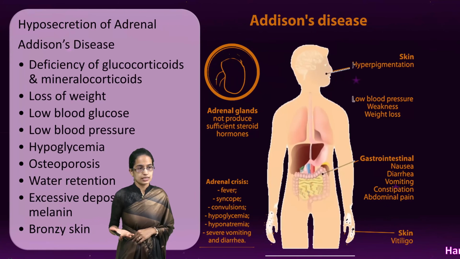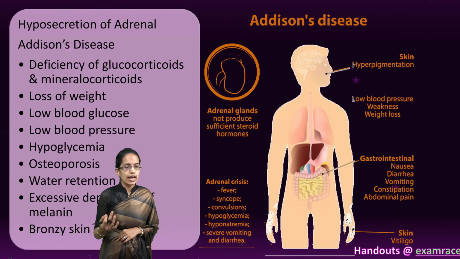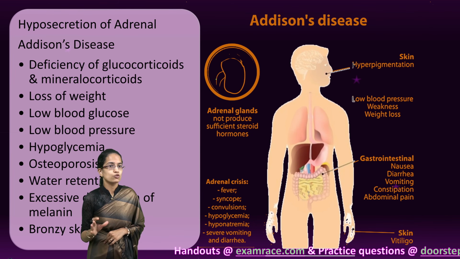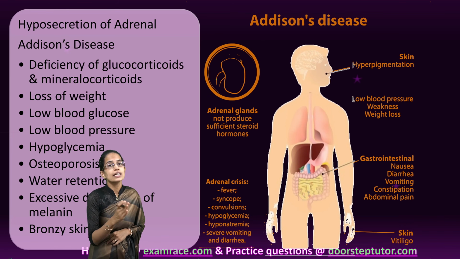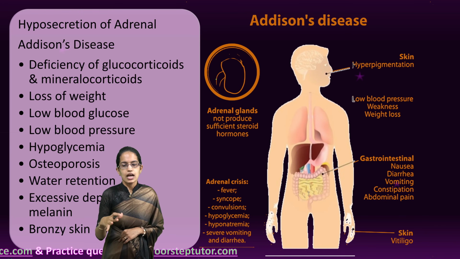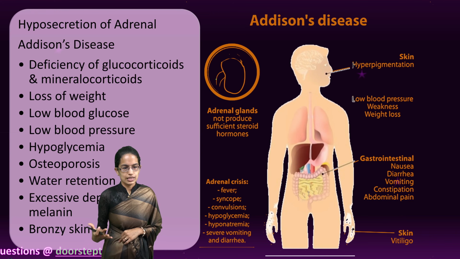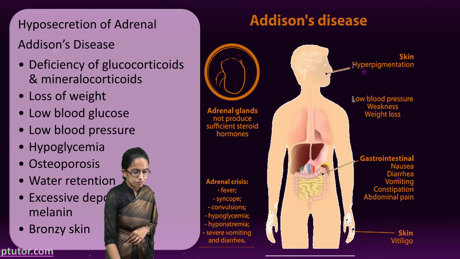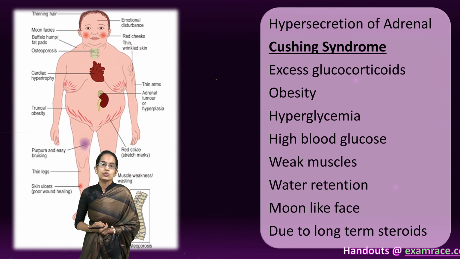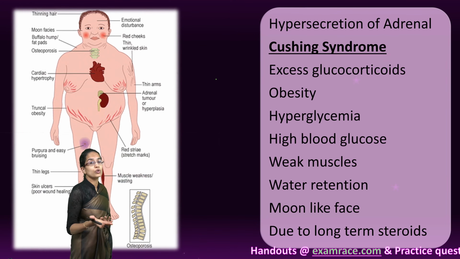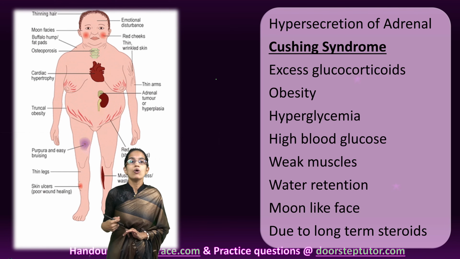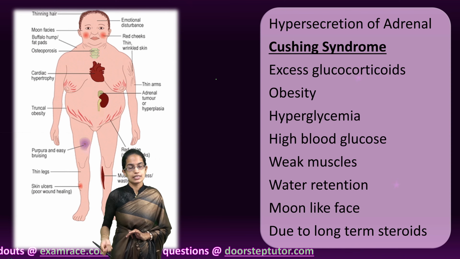Now, hypersecretions, as we know, can lead to two important diseases, the Cushing syndrome and the adrenal virilism. Here we have a repeat of the Addison disease, how the bronzy skin criteria is explained here. The next that we understand is the Cushing syndrome. Now, Cushing syndrome, which is due to excess of glucocorticoids, would lead to obesity. It would also lead to hyperglycemia.